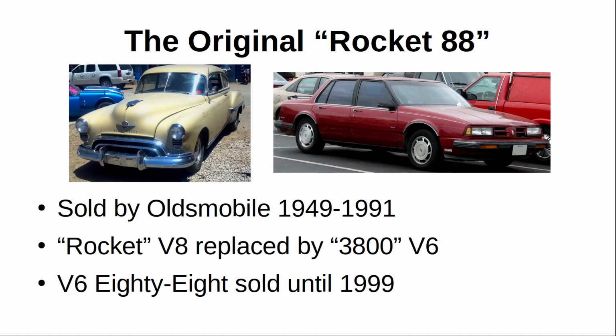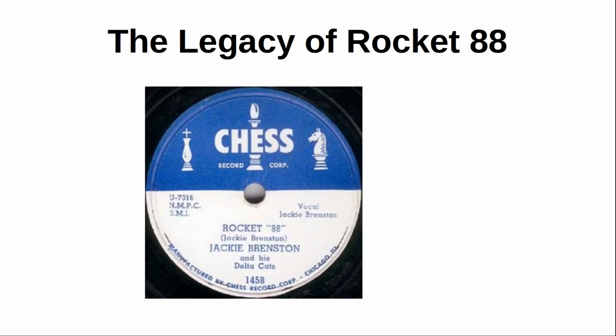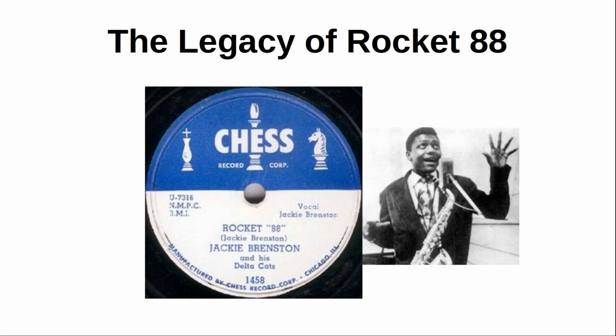But it doesn't end there. Why I chose Rocket 88 was not because I'm a big fan of Oldsmobiles necessarily, but I am a fan of classic R&B and rock and roll. And I think the very important transition point between classic R&B and the beginning of rock and roll, the pivotal record, is called Rocket 88 by Jackie Brenston and his Delta Cats. And there's Jackie right there. He was a sax player and a singer.